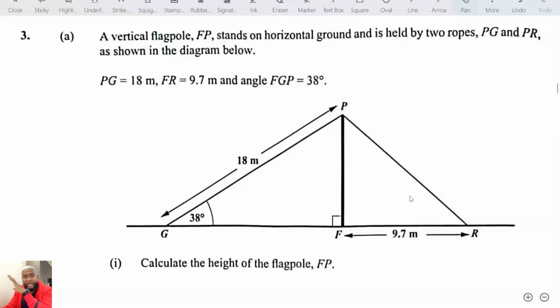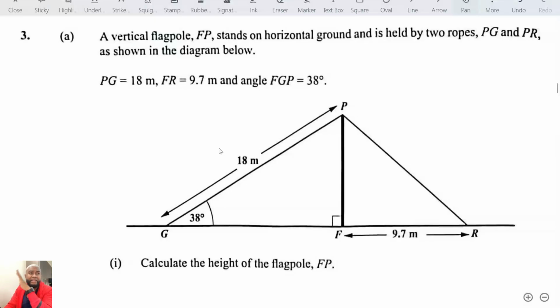So let's just go through it. I'll give you all a hint, then you all will try it, right? A vertical flagpole stands on horizontal ground, and is held by two ropes, PG and PR, as shown in the diagram below. So PG is 18, and they give you PR, which is underneath here, that is 9.7, and they give you this angle as 38 degrees. So they want you to find the height of the flagpole.